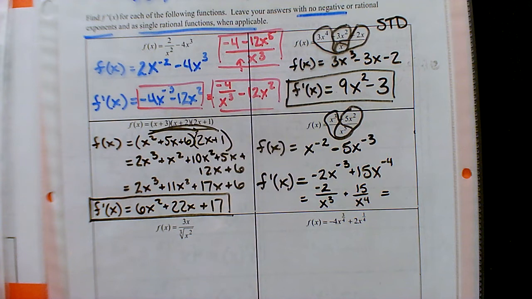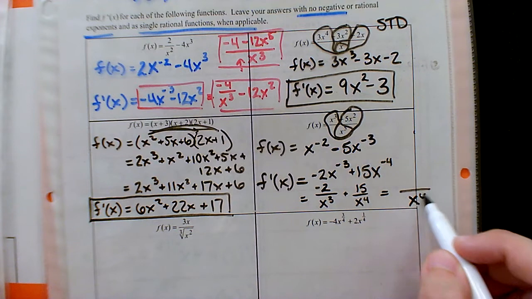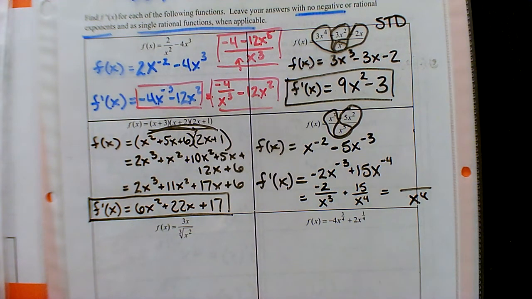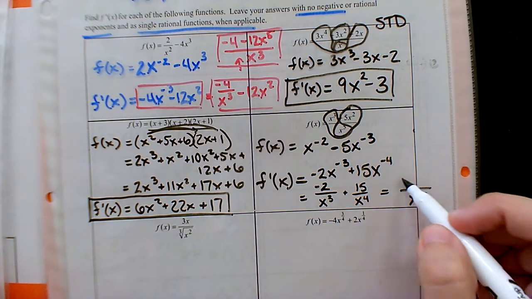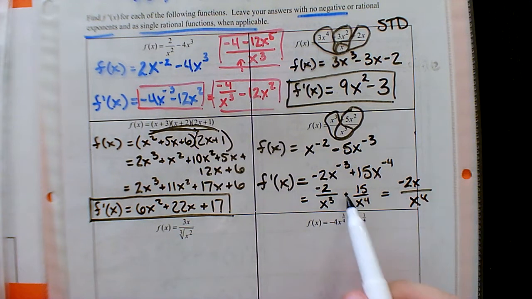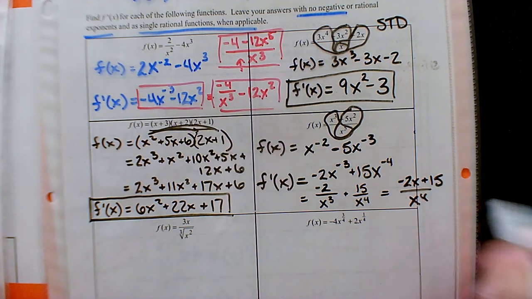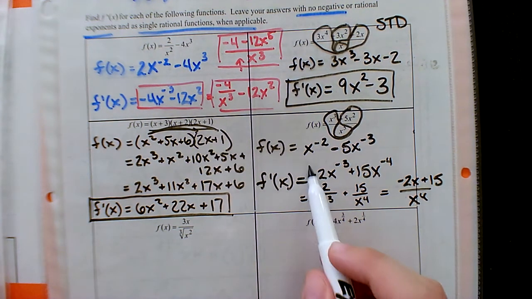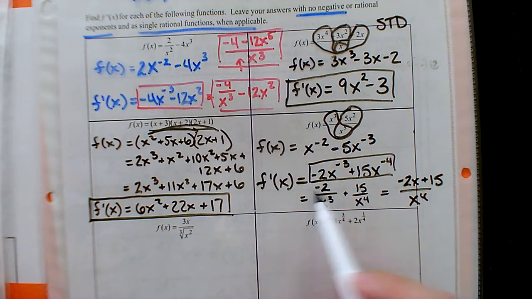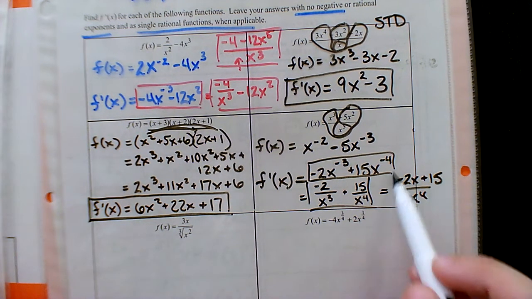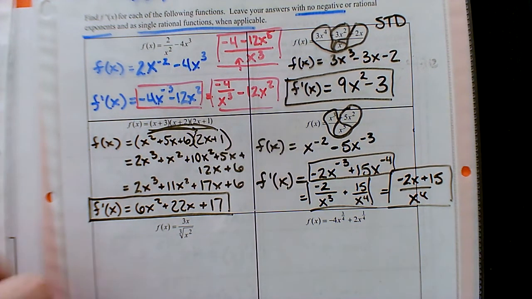Can we add fractions together? We can represent it another way. To get a common denominator, we would need another x in the first fraction. Multiply an x up top and down below. That way it would match the x to the fourth. So if I multiply the top by x, I'd have negative 2x and then plus the 15. Okay, so all 3 of these are different ways the derivative can be represented, but they all mean the same thing.